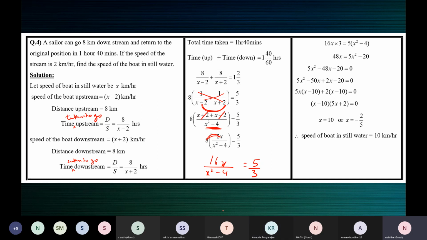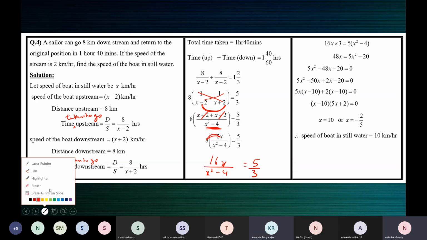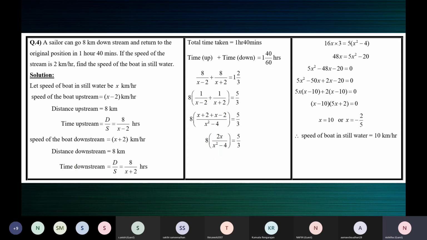Understood, children? Yes, ma'am. What is rowing the boat downstream? Adding. No, what is it? What do we mean by that? When you're rowing your boat downstream, that means you are going by the direction of water. Yes, you're moving your boat in the same direction as the flowing water.